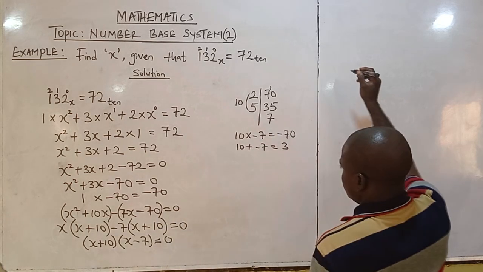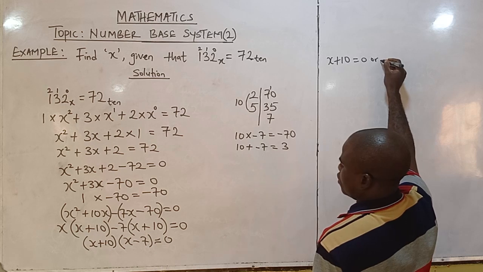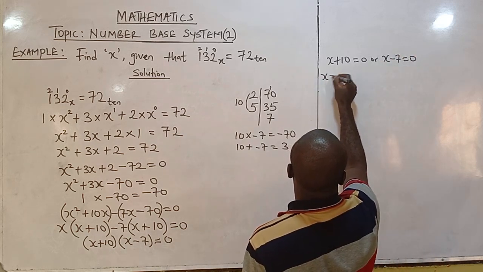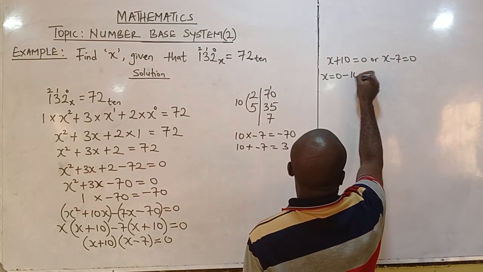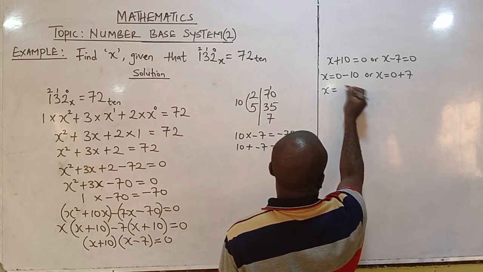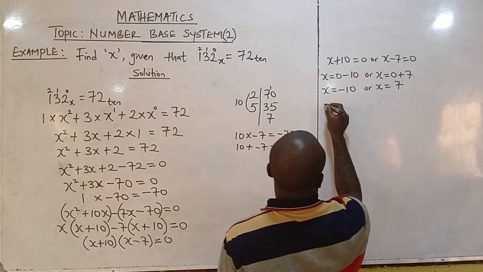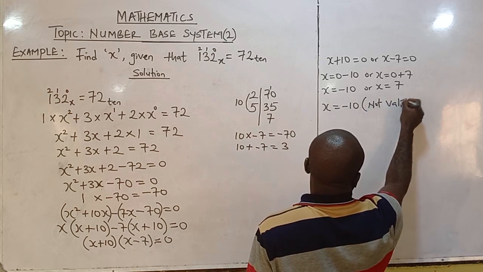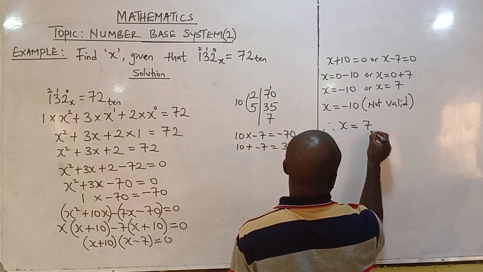You can now say x plus 10 equal to 0 or x minus 7 equal to 0. When plus 10 crosses the equal sign, it turns to negative. x equals 0 minus 10 or x equals 0 plus 7. x equals 0 minus 10 is minus 10, or x equals 0 plus 7, that's 7. Please take note, x equals to minus 10 is not valid. Therefore, considering our condition, x equals to 7.